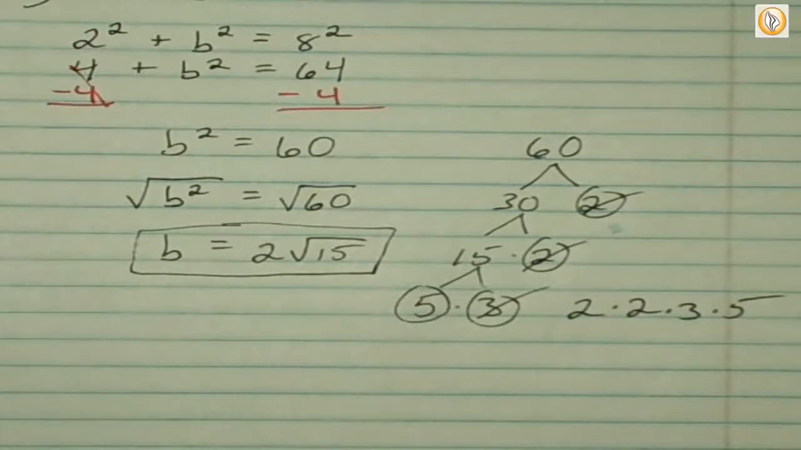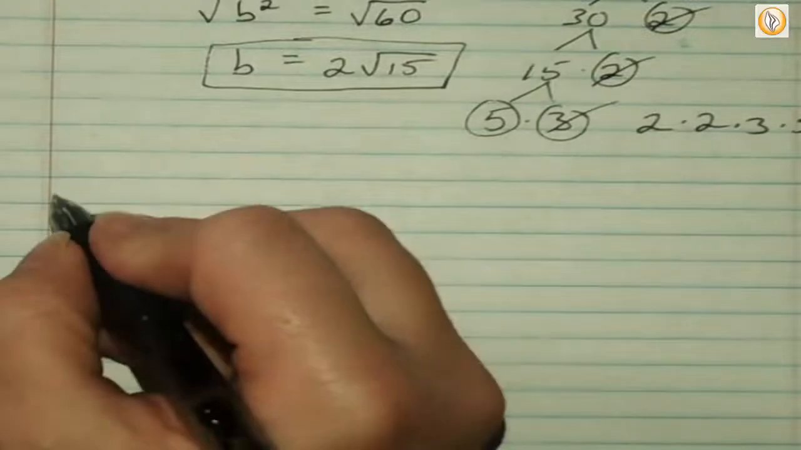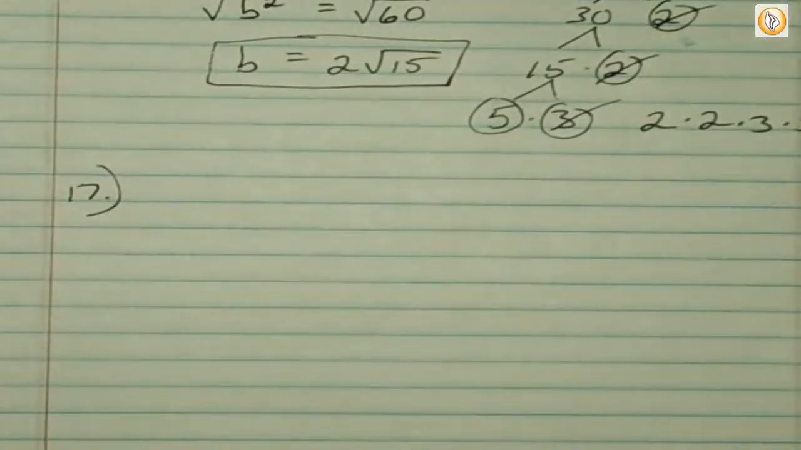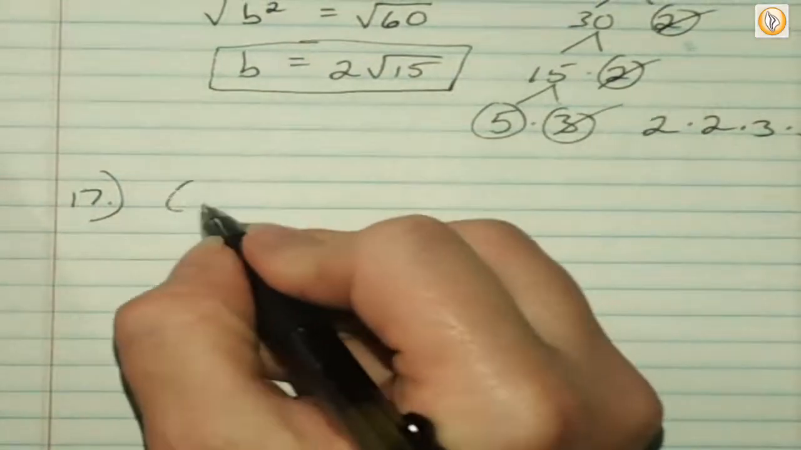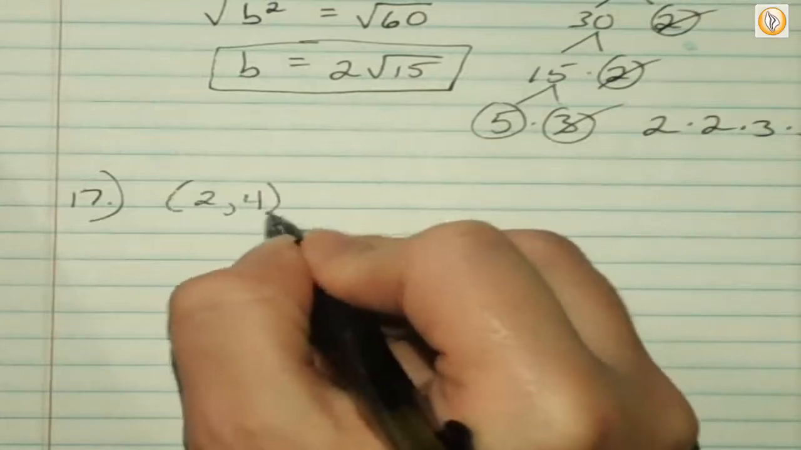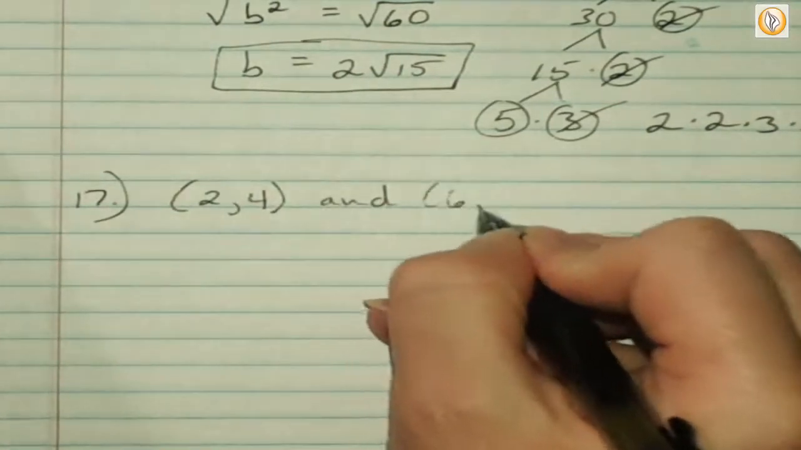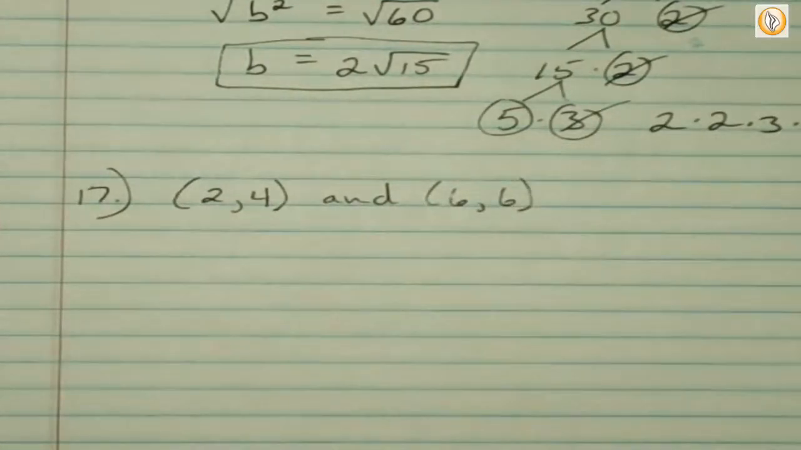Let's look at number... No, do I want to do that? No, I don't want to do that. 17. Seventeen says, find the midpoint of the segment. They give you this and this. Okay, who would like to do this one?